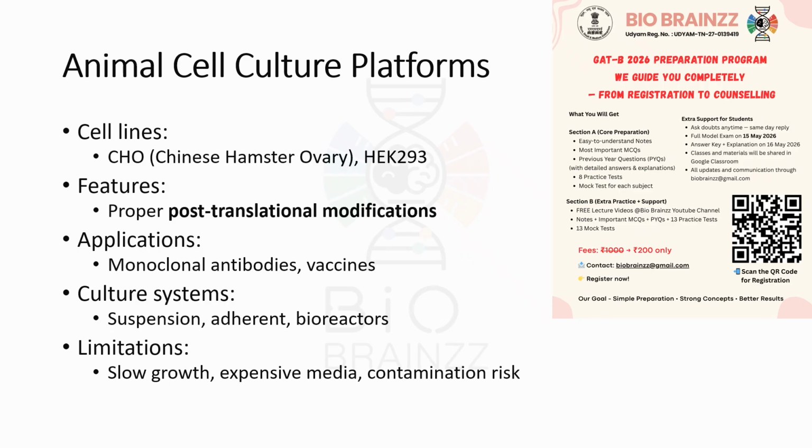Animal cell platforms involve the use of mammalian cell lines such as CHO and HEK293 cells for producing complex biological products. These systems are essential when proper post-translational modifications are required, especially for therapeutic proteins like monoclonal antibodies and vaccines. This makes them highly valuable in the pharmaceutical industry.